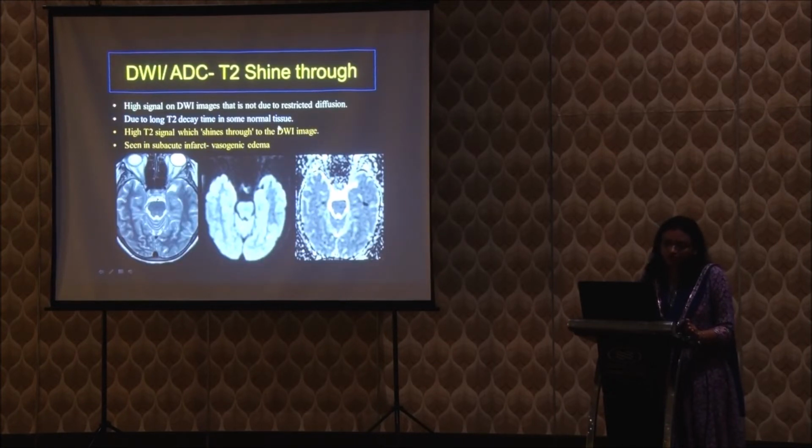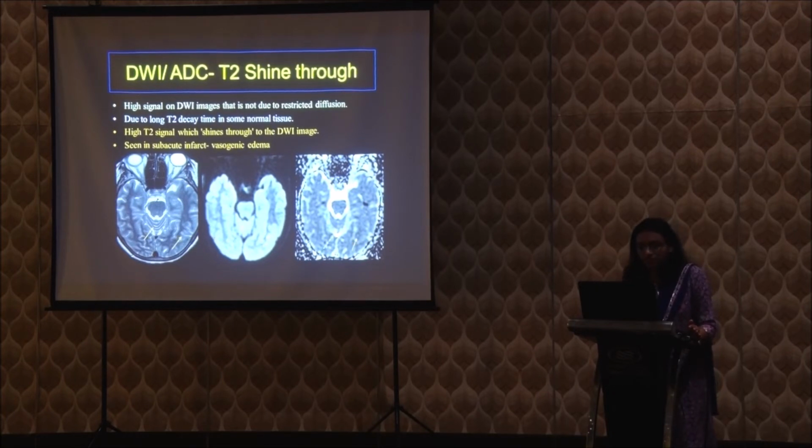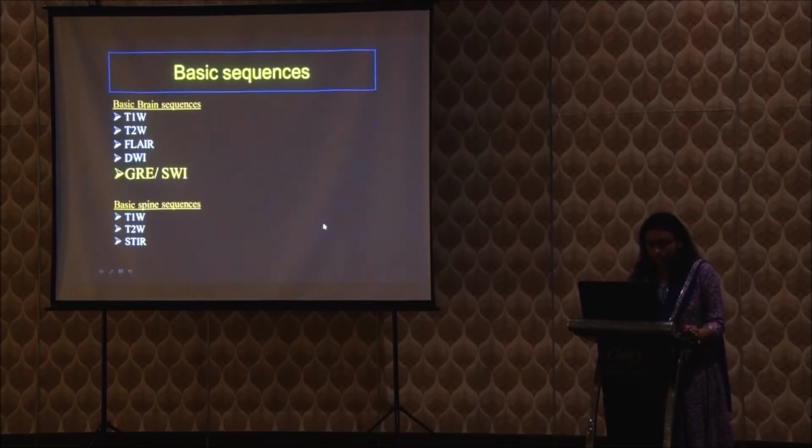So the phenomenon of T2 shine through is related to diffusion weighted imaging. In subacute infarcts, because of vasogenic edema, the corresponding low signal intensity on ADC is not seen. So this is a case of small subacute infarcts in the cerebellum and left occipital lobe, which are also hyper on ADC imaging, suggestive of vasogenic edema, and this is the phenomenon of T2 shine through.